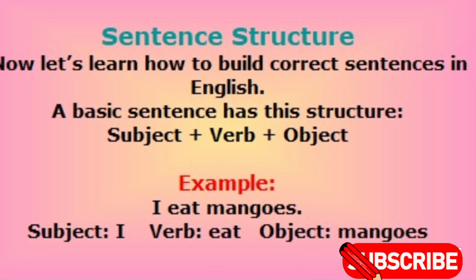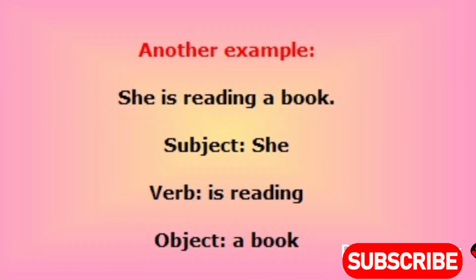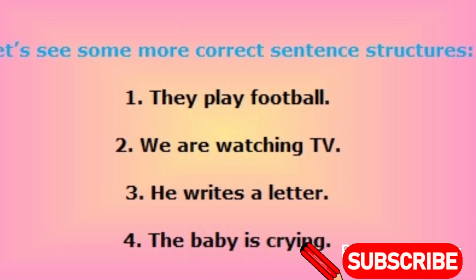Sentence structure. Now let's learn how to build correct sentences in English. A basic sentence has this structure: subject plus verb plus object. Example: I eat mangoes. Subject: I. Verb: eat. Object: mangoes. Another example: she is reading a book. Subject: she. Verb: is reading. Object: a book.